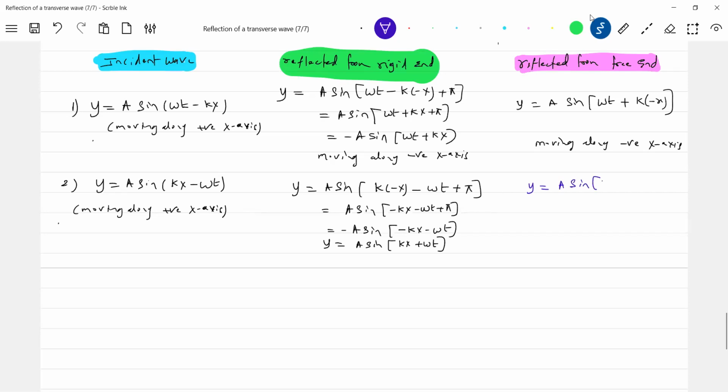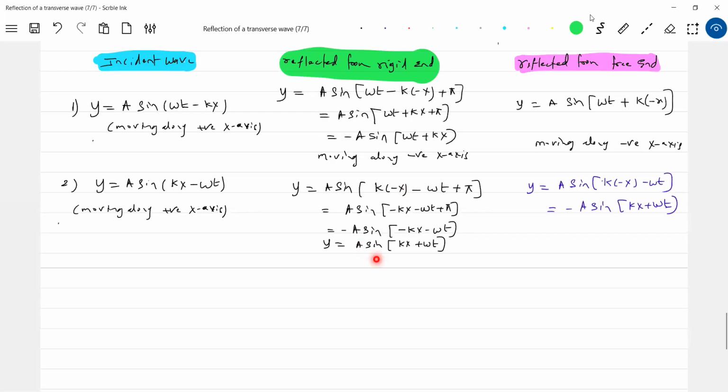Minus kx. Okay, this will be because due to reflection by free end, no phase change. So pi radian I'll not introduce. This will be very troublesome for students. Like so free end negative is there, rigid end no negative sign is there.